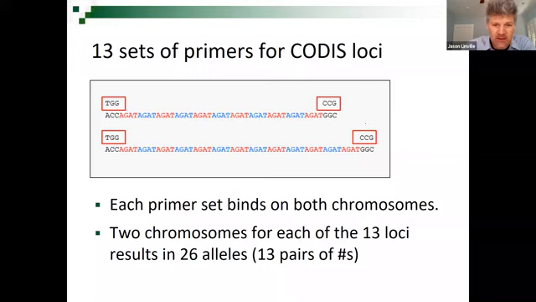Okay. So it's going to be pretty much the same exact thing. Each primer set binds on both chromosomes. 2 chromosomes for each of the 13 results in 26 alleles.